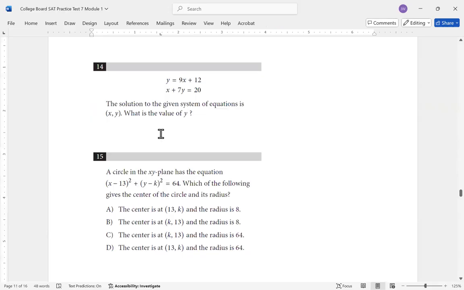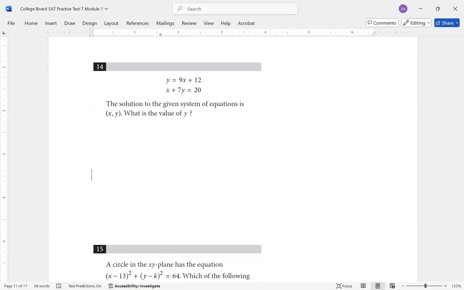Question 14. The solution to the given system of equations is x comma y. What is the value of y?